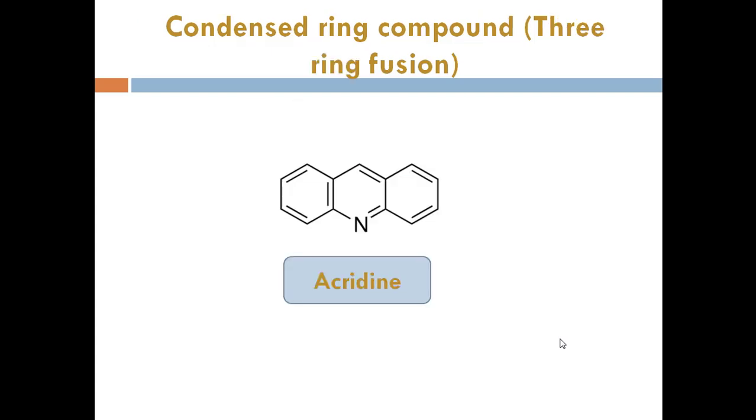Then next, condensed ring compounds with 3-ring fusion, right? That is acridine. In acridine, 2 benzene rings are fused with 1 pyridine ring, right? The central ring is the heterocyclic ring pyridine and it is fused with 2 benzene rings, that is acridine simply, right? So these are the different structures and classification of aromatic heterocyclic compounds given in your syllabus. These are all aromatic in nature. All show resonance in their structure as well as aromaticity. Thank you.